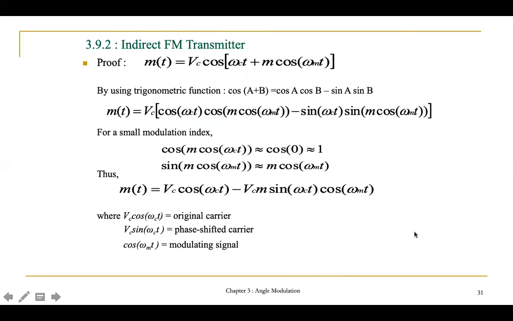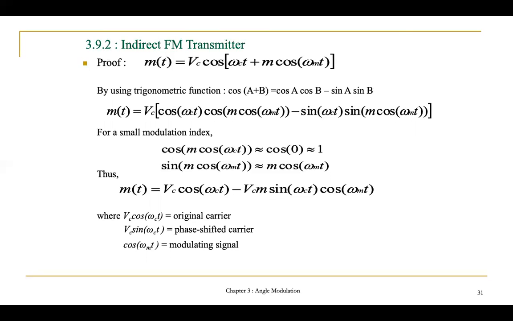Okay, so this slide, this equation is the equation for the standard modulated signal for angle modulation. Okay, you have seen this before in chapter 3 part 1. So m(t) is equal to Vc cos(omega c t plus m cos omega m t).